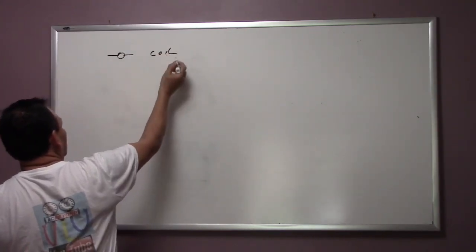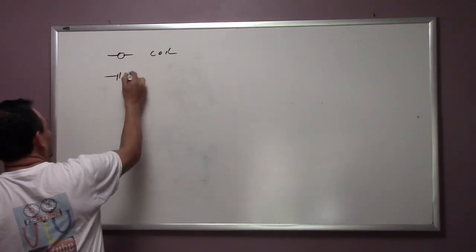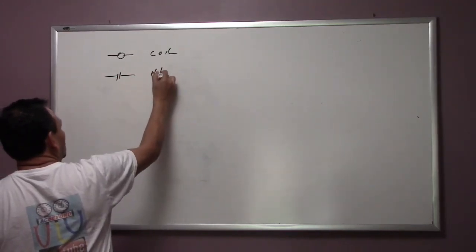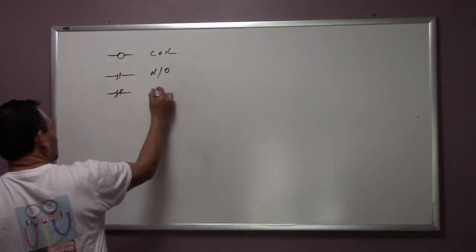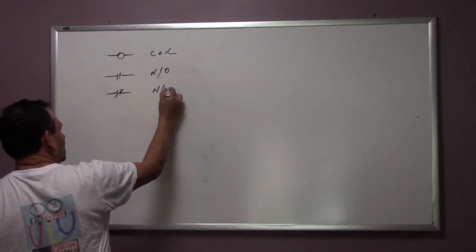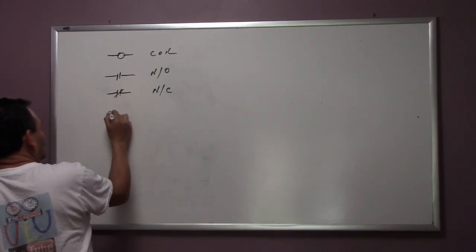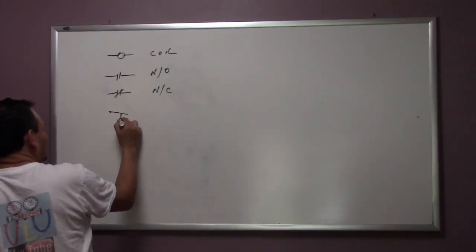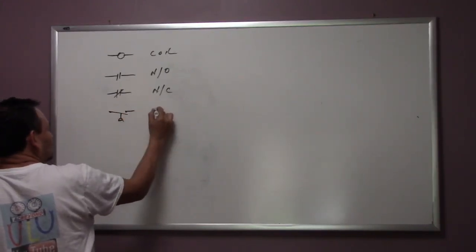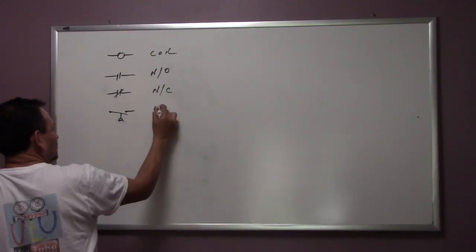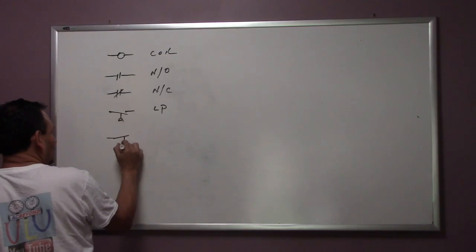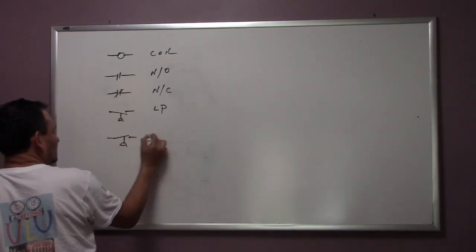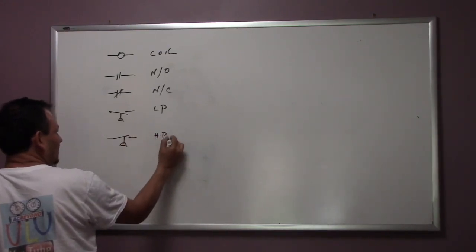This represents a coil. There are going to be normally open contacts. This one is going to be normally closed contacts. You're also going to have a symbol like this, which represents low pressure, and a symbol pointing up that represents head pressure.